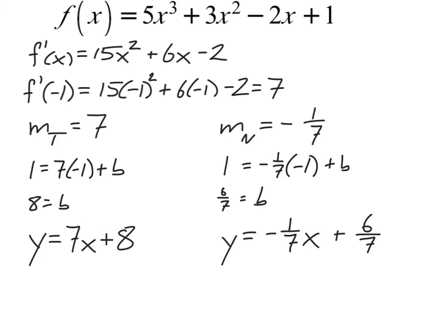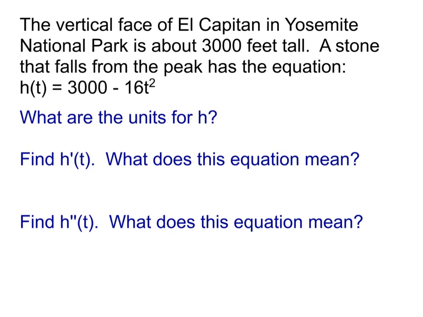So you'll notice here, for our tangent line, we get y equals 7x plus 8. For our normal line, y equals negative 1/7 x plus 6/7. Yeah, we got to deal with the fraction. Sometimes it happens. Deal with it.